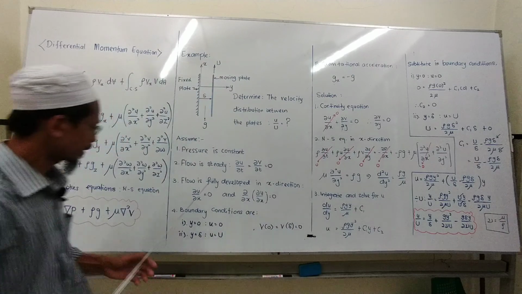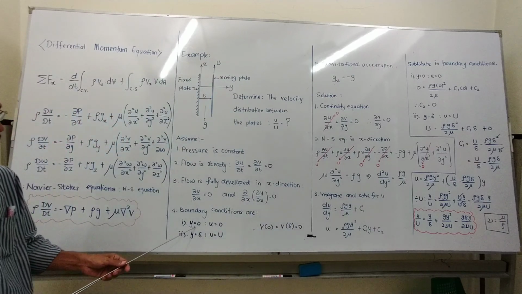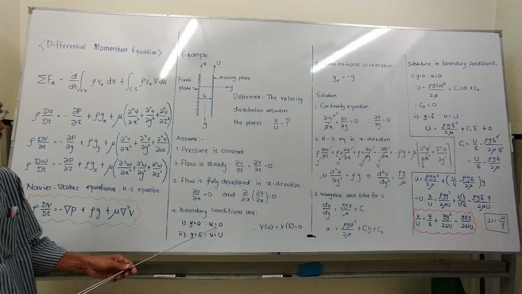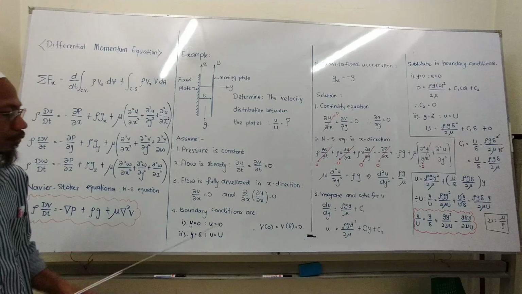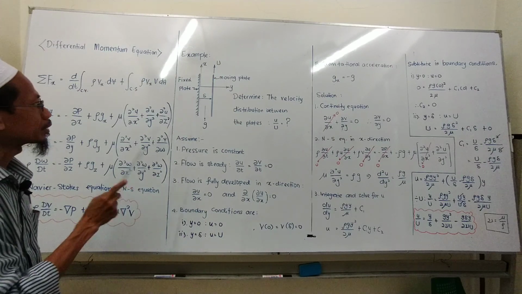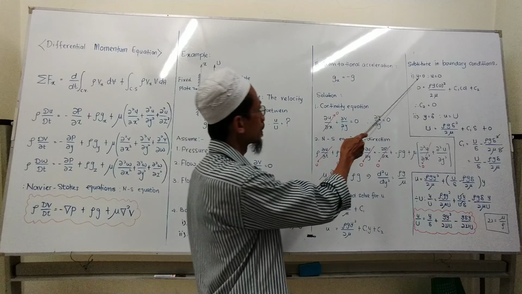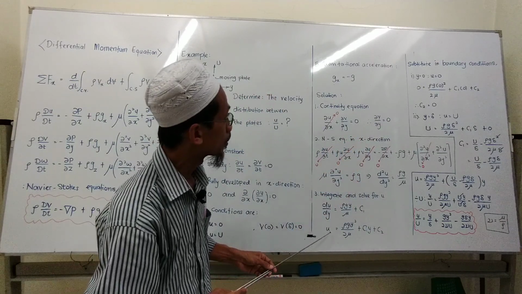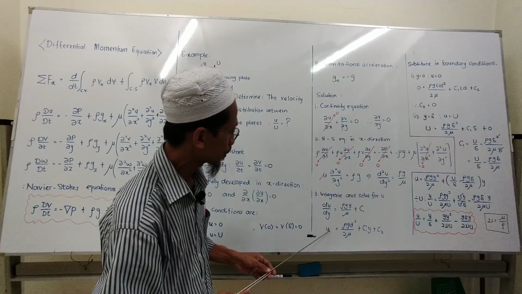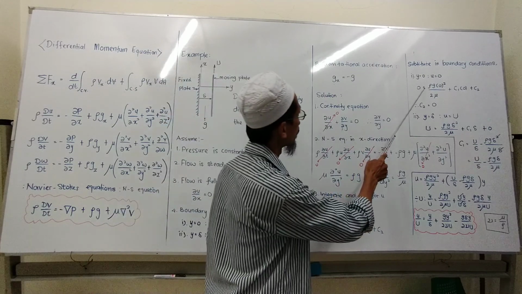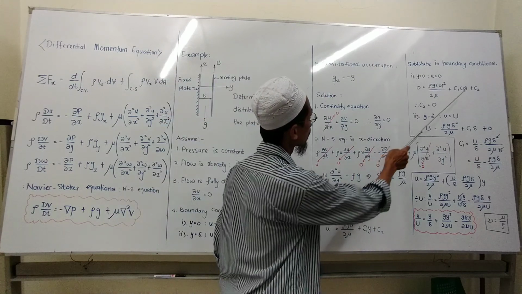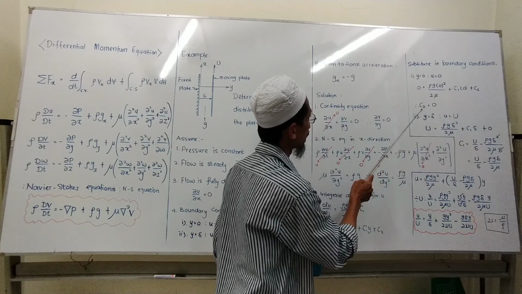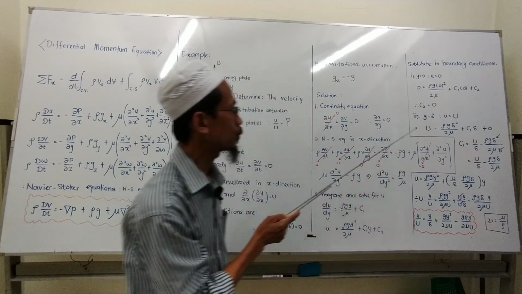First boundary condition: y equals 0, small u equals 0, at the fixed plate. We substitute y equals 0 and u equals 0, and we can get the constant c2 equal to 0.